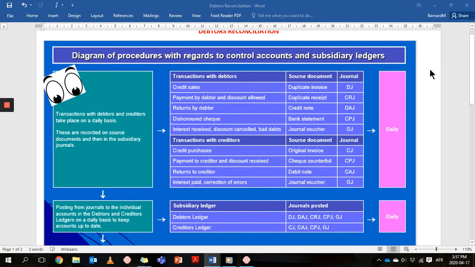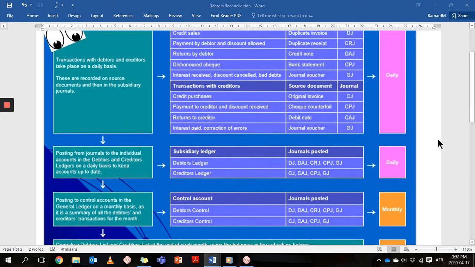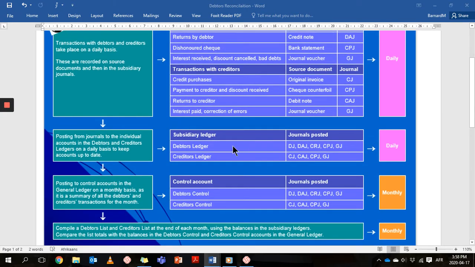So if you look in your textbook on pages 210 and 211, there's also a summary on these, what it looks like in your journals, how you do all those entries daily, as well as in your debtors ledger, as well as in your debtors control account, which you obviously do monthly. So you can just go over those and check them if you forget some of that information.